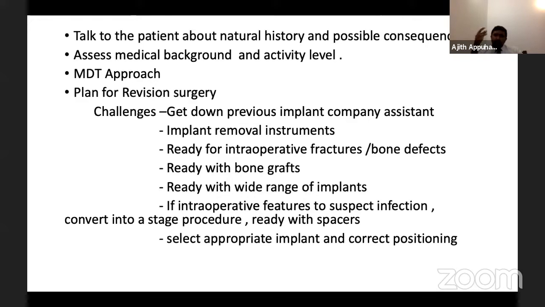And be ready with all types of implants, and correct positioning. If you touch all these areas, the examiner would be happy about how you approach it in your exam. Then if he wants to go to the operative stage, he will go into that stage. If you go into that level in implant loosening, that means you have already scored up to 7 or 8 level.